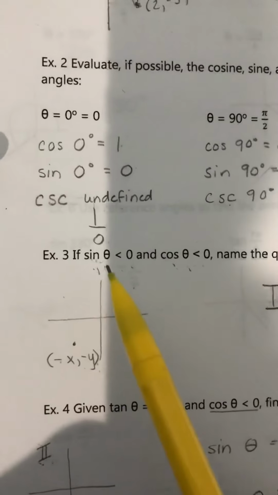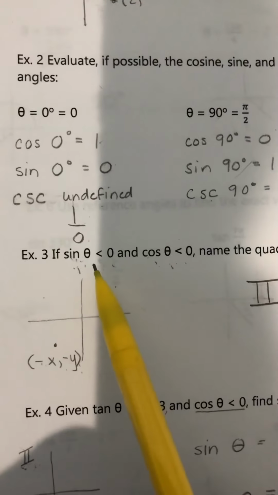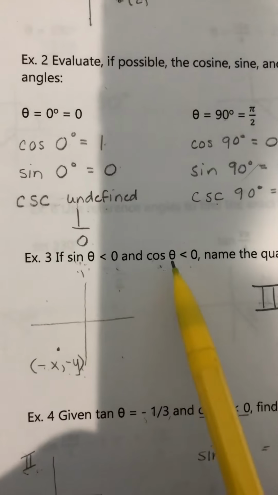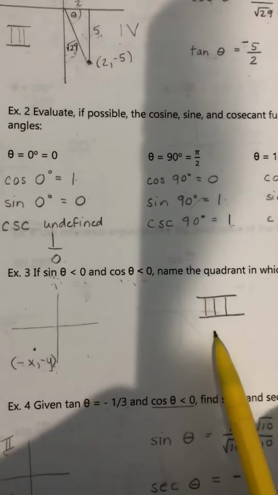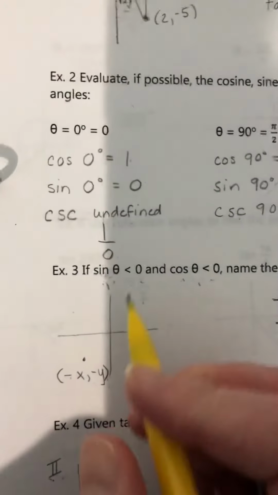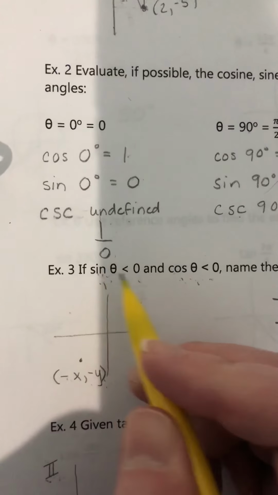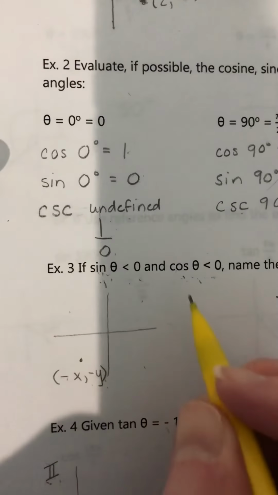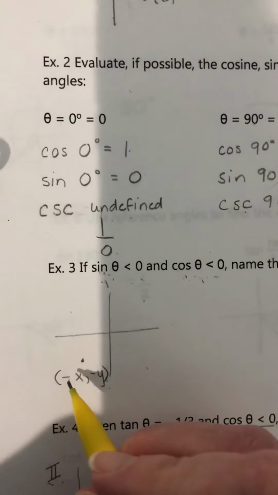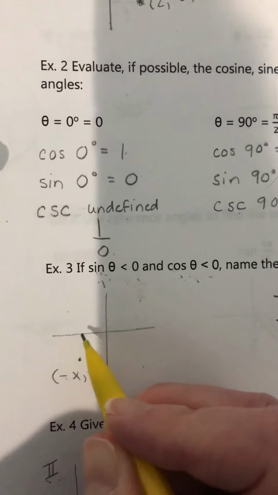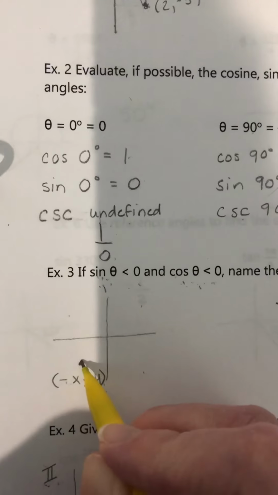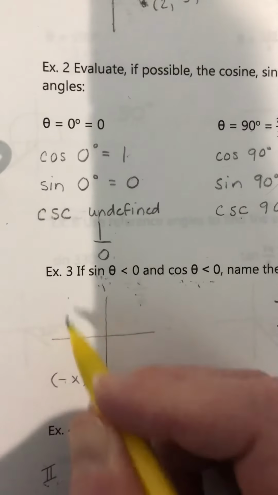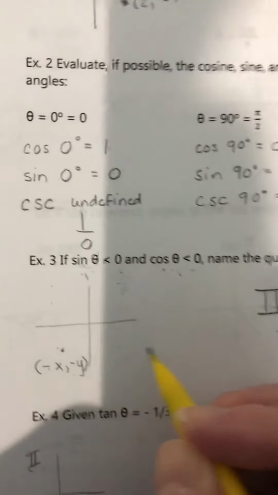In example 3, if the sine of theta is negative and the cosine of theta is also negative, name the quadrant in which the angle theta lies. It's going to be quadrant 3, and here's why. Your y-coordinate is negative, your x-coordinate is negative, and if you're going negative on the x and negative on the y, you're in quadrant 3.